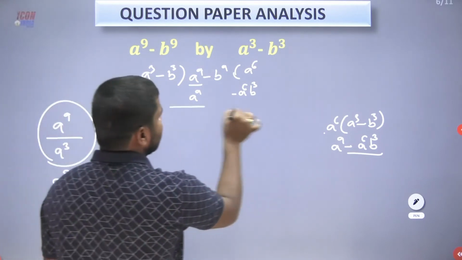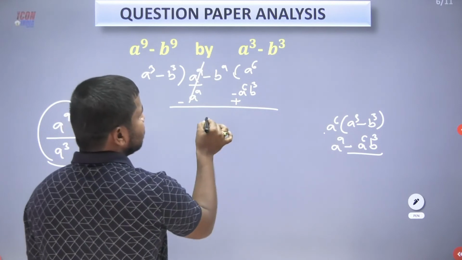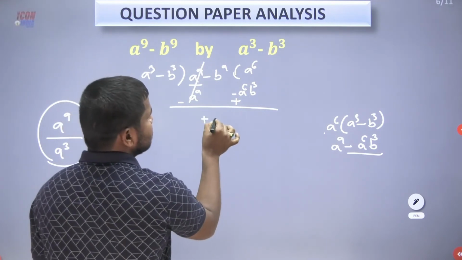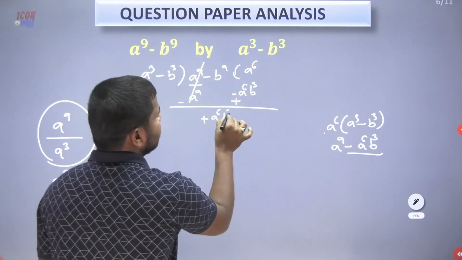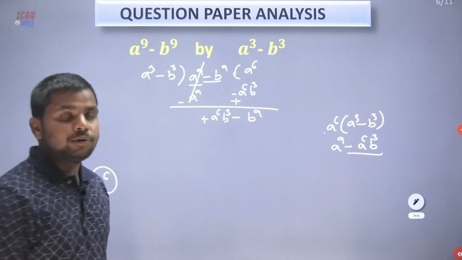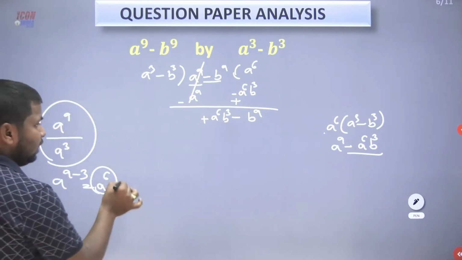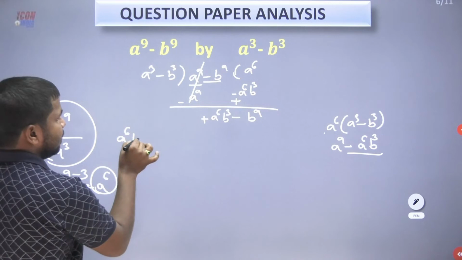So if you subtract, the signs will get changed: minus will become plus, and these two will get cancelled. So plus a to the power of 6, b to the power of 3. After that we have minus b to the power of 9. So what we need to do? We need to eliminate the value a to the power of 6, b to the power of 3.